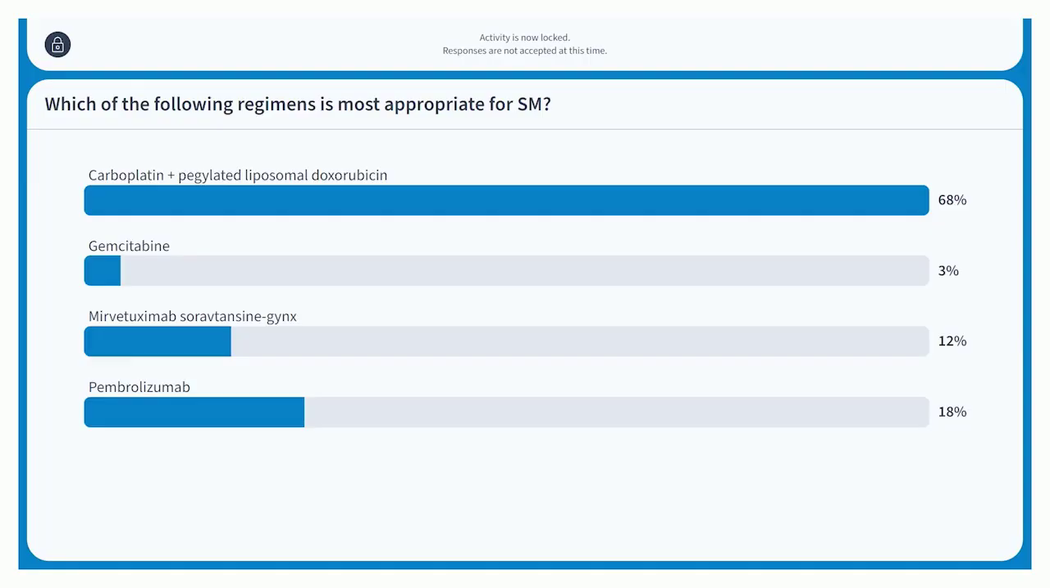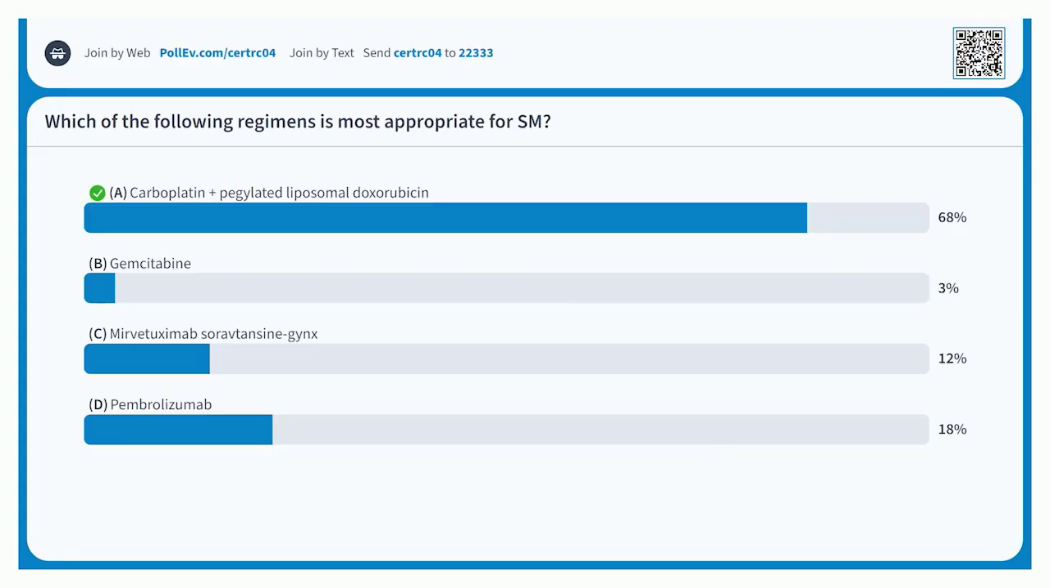Mirvetuximab currently is only approved for those that are platinum-resistant. And single-agent gemcitabine would also be in a platinum-resistant category. And then pembrolizumab we'll talk about later on, but we actually don't have a lot of indications for pembrolizumab in ovarian cancer at this point in time.